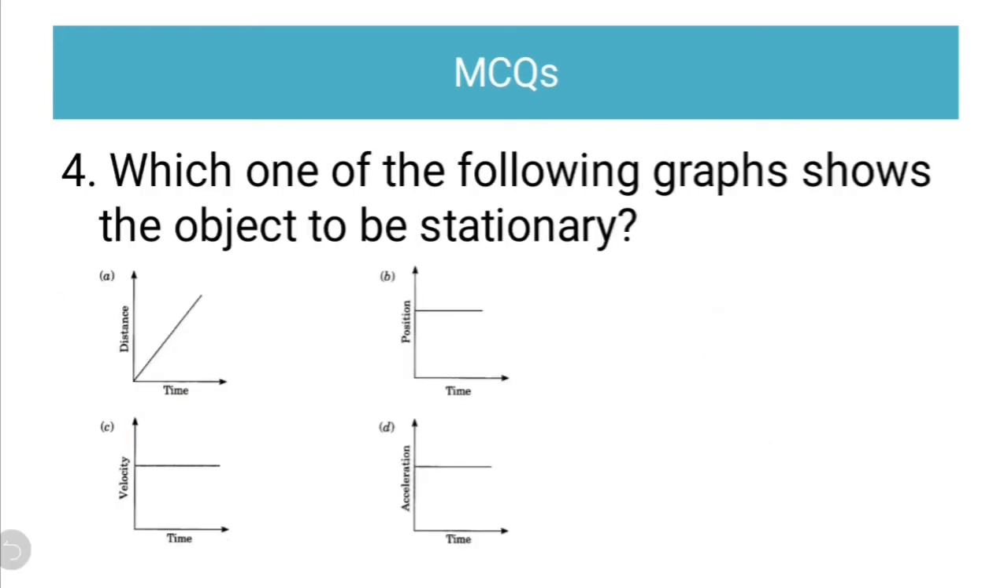Let us see the next question, fourth one. Which one of the following graphs shows the object is stationary? Stationary means that position is not changing, so it should be a straight horizontal line. So which one is the correct one? B is the correct one, where position is not changing throughout the time. So B option is correct.